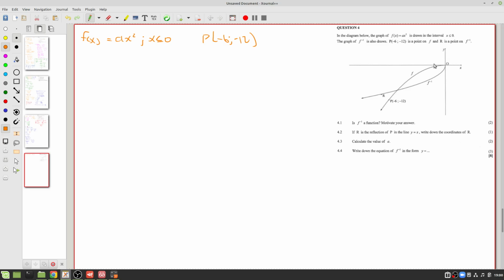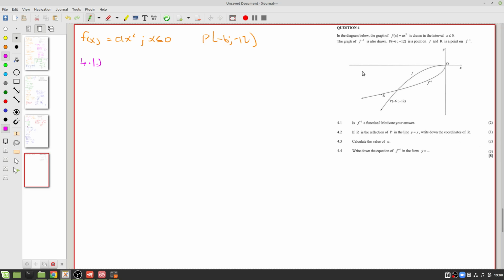And I think that's pretty much it. The R is a point on the other one. Okay, so we have also a point R, which we don't know the coordinates of yet. Now, let's have a look at question 4.1. So 4.1, we're asked, is the inverse of f a function?